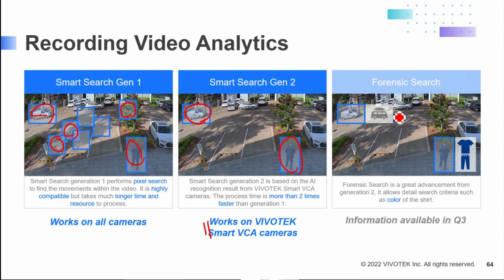And lastly, the third generation of Smart Search is to include color inside Smart Search 2. So in the third generation, you're able to search for black car, red car, blue car, or person wearing black t-shirt, red t-shirt, blue pants, information like that. The third generation of Smart Search will be available on VAS2 in Q3.